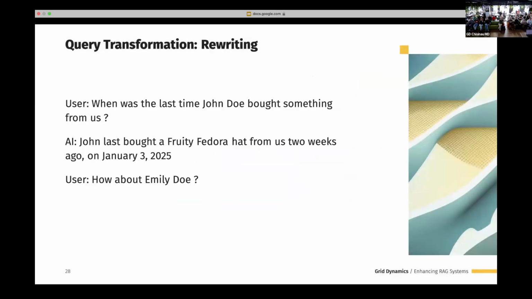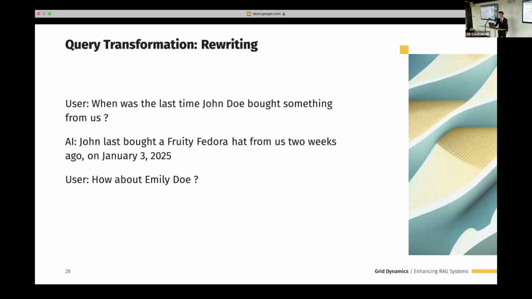Okay, and let's pick another method, rewriting. So imagine our user writes something like this: they asked about John Doe, about something from our company, and we responded, and then they asked about Emily Doe. If you embed this phrase, it gives you nothing, because you don't give a context, and it's very short, let's say just four words. So what we try to do is rewrite it.